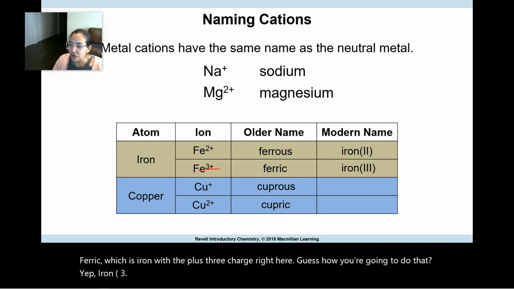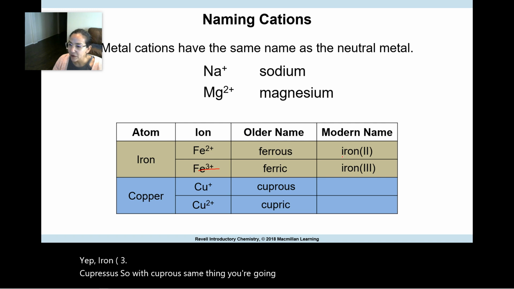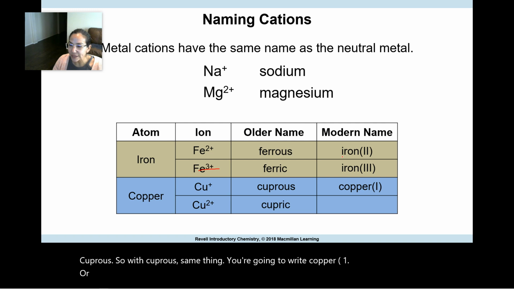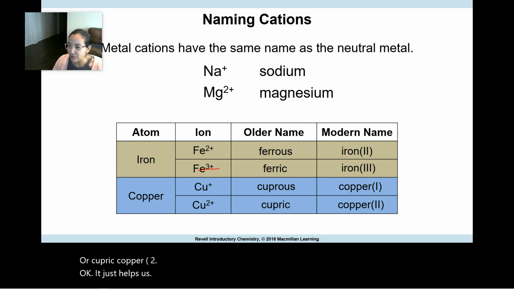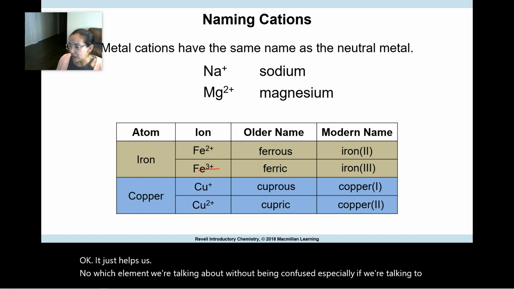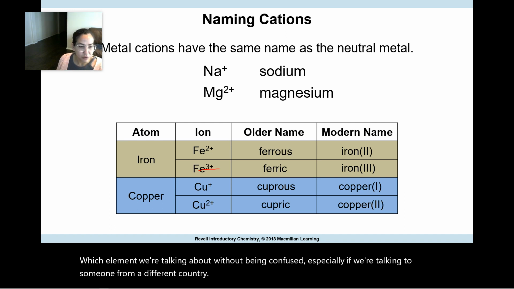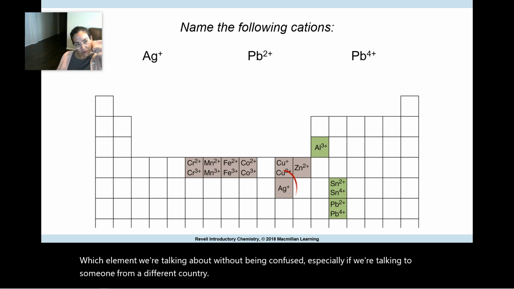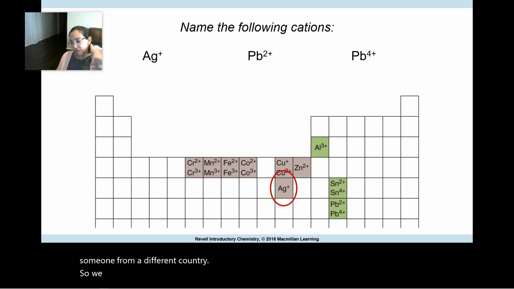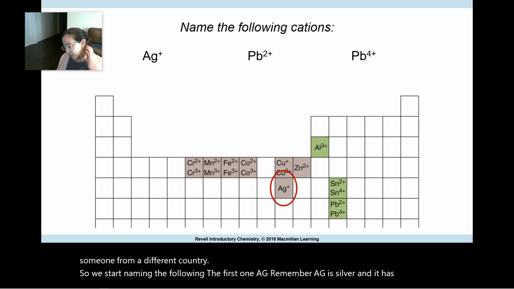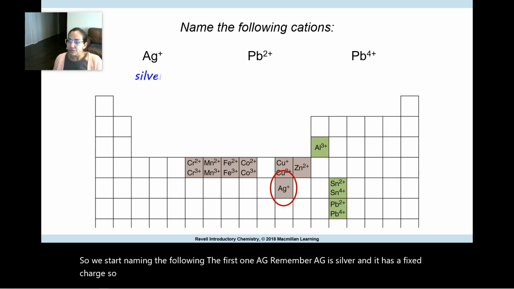Cuprous. So with cuprous, same thing. You're going to write copper, parentheses 1. Or cupric, copper, parentheses 2. Okay. It just helps us know which element we're talking about without being confused, especially if we're talking to someone from a different country. So if we start naming the following, the first one Ag, remember Ag is silver and it has a fixed charge, so therefore it's just silver.